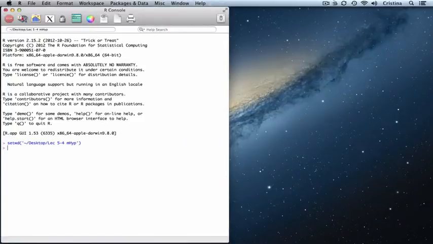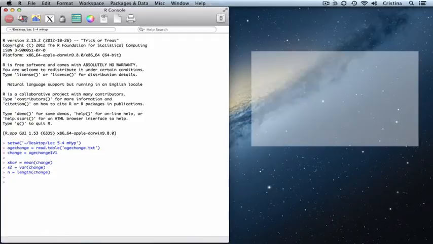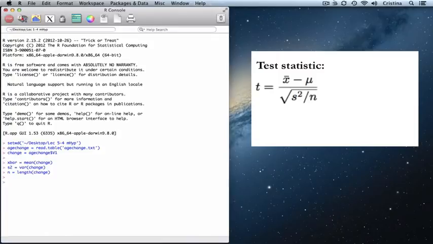We'll begin with Jeff's example of the plastic surgery patients and their perceived age change. We'll read in the data and set change equal to the first column V1 in the dataset. To calculate the test statistic using R, we will need the mean age change, x bar, the variance, s squared, and the sample size, n. We will enter our calculated statistics into the formula.